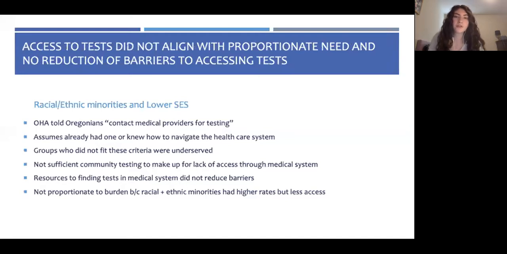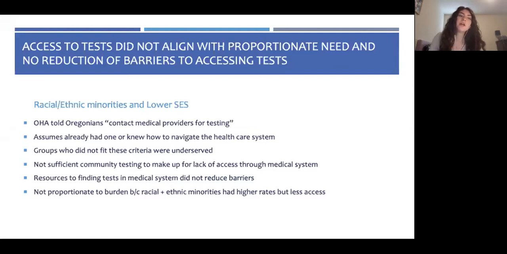There was a similar pattern of unethical distribution or unethical access to tests themselves. Access to tests did not align with proportionate need, and there was no reduction of barriers for groups that had difficulty accessing those tests. I think the case study that best showcases this is access among racial and ethnic minorities and those with a lower socioeconomic status. In Oregon, the Oregon Health Authority told Oregonians to contact their medical providers for testing. However, this assumes that someone already has a medical provider or knows how to find one through navigating complicated healthcare systems. And that meant that groups that did not fit these criteria were underserved. And these groups were disproportionately racial and ethnic minorities and Oregonians with a lower socioeconomic status.